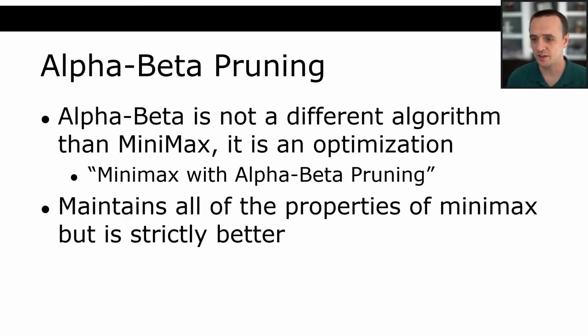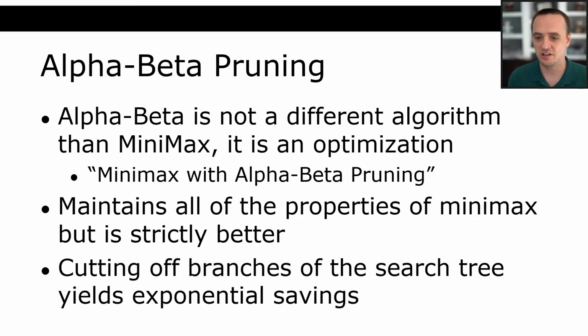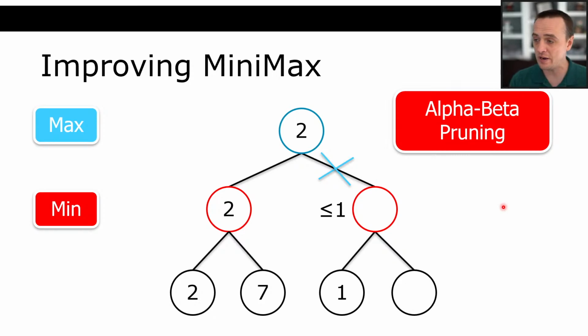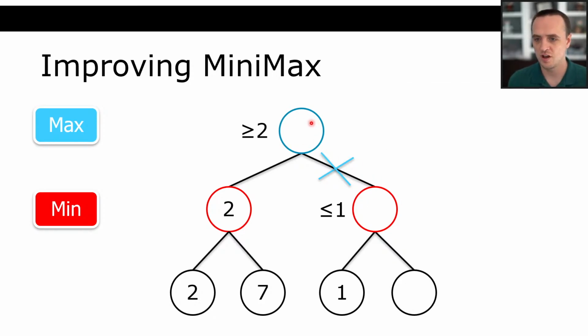And the cool thing is it maintains all of the properties of MiniMax, but it's actually better because it cuts off a bunch of branches of the search tree and can yield exponential savings. So it does the exact same thing. If we do this in the proper way and make these sort of observations that, okay, this is less than or equal to 1, this has to be greater than or equal to 2, so I can stop. In practice, the really cool thing is it usually results in exponential savings.